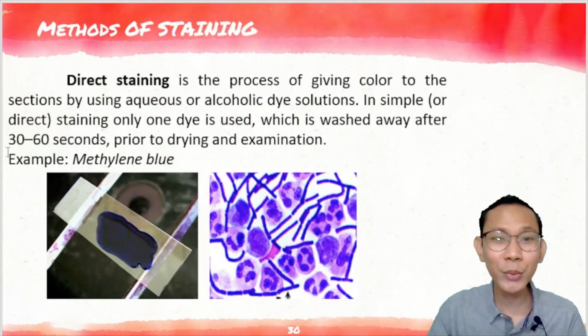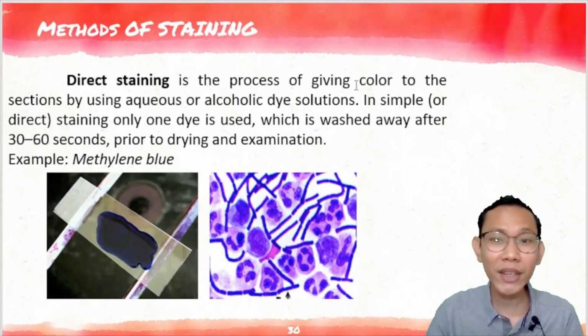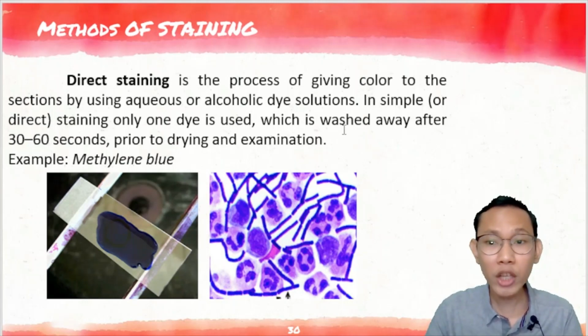Okay, let's proceed with the methods of staining. For the methods of staining, we have the first method, your direct staining. Direct staining is the process of giving color to the section by using aqueous or alcoholic dye solution. Ang other name for direct is simple. In simple staining, only one dye is used, which is washed away after 30 to 60 seconds prior to drying and examination. Example of this is your methylene blue.